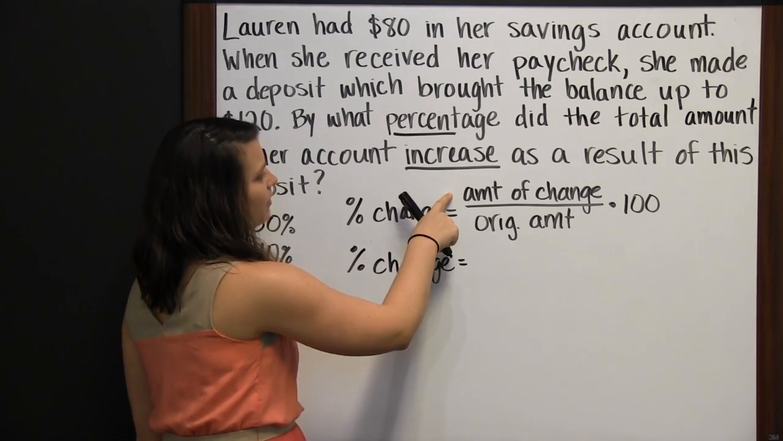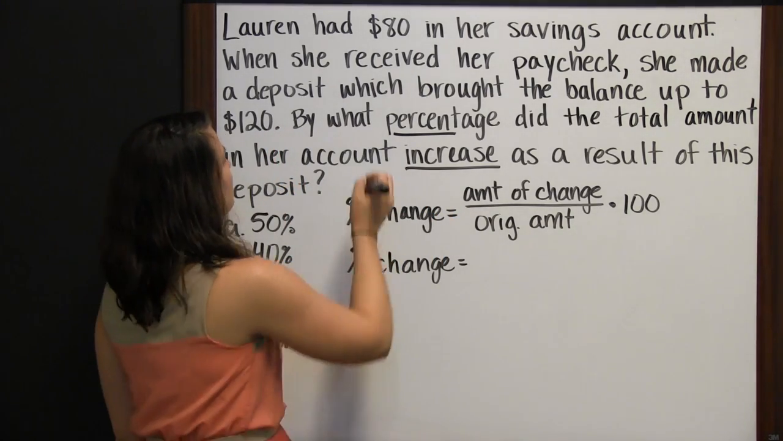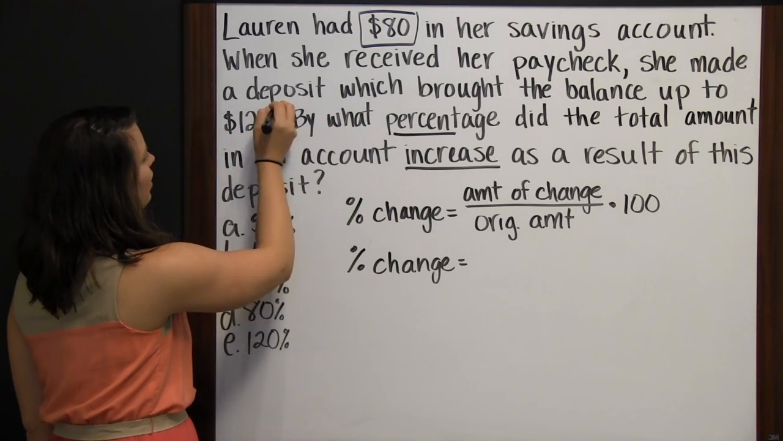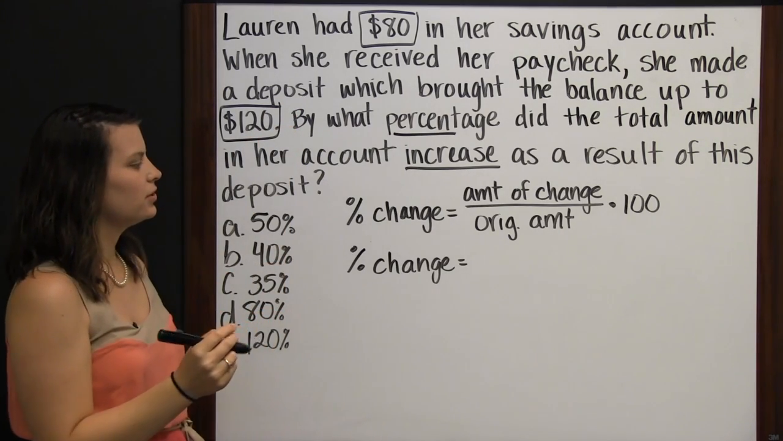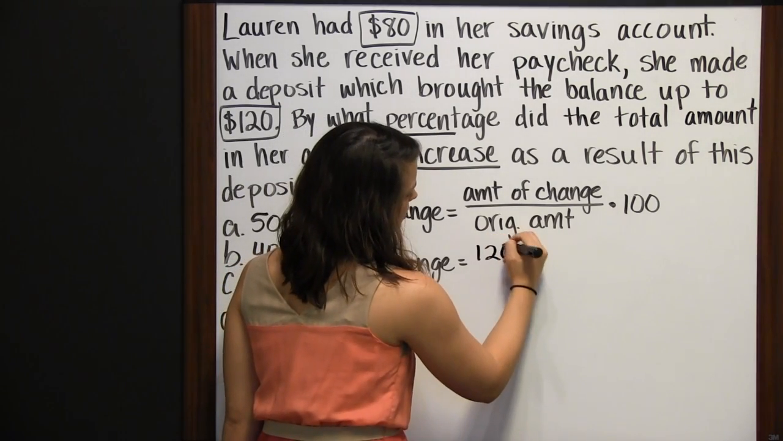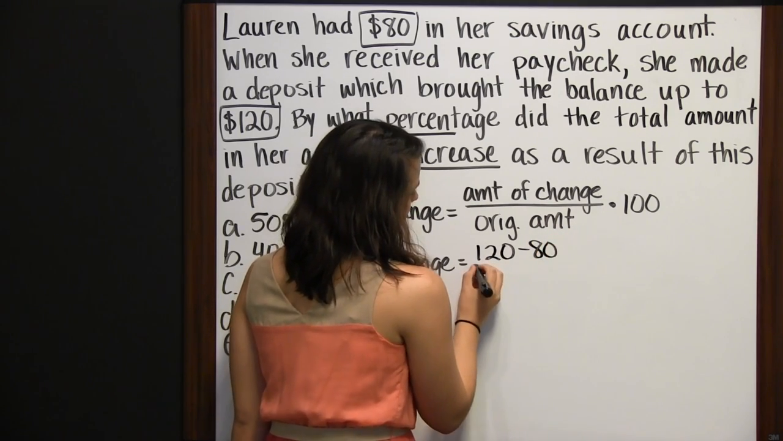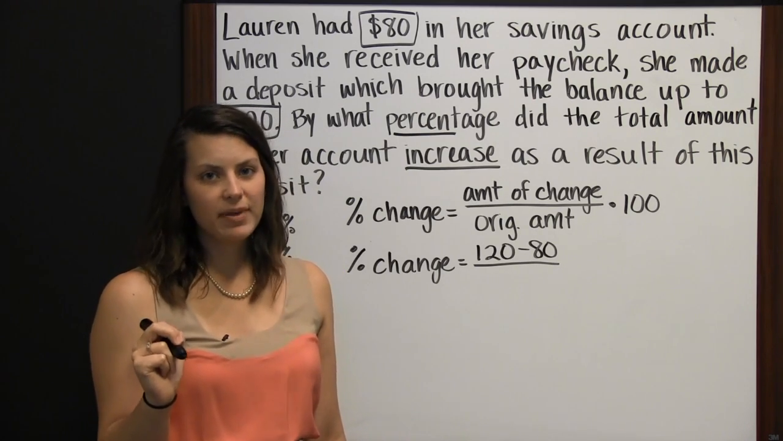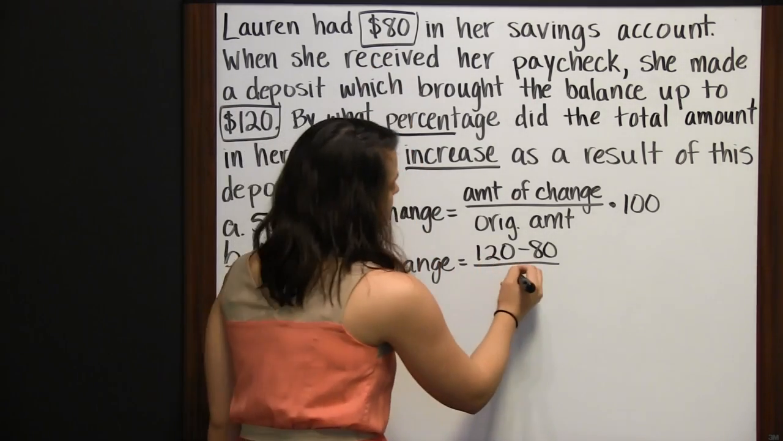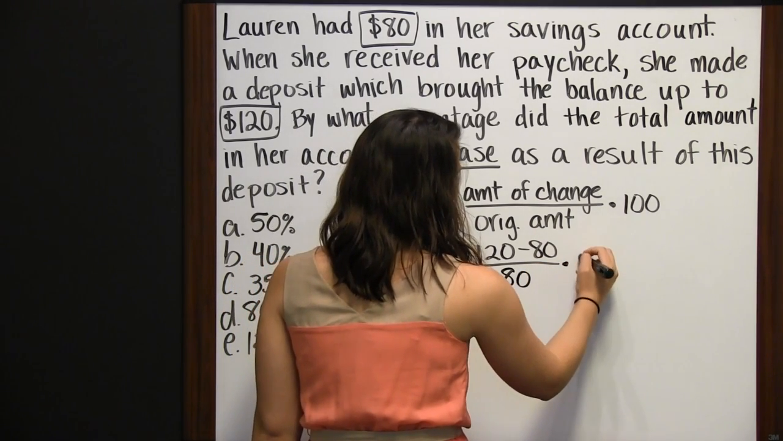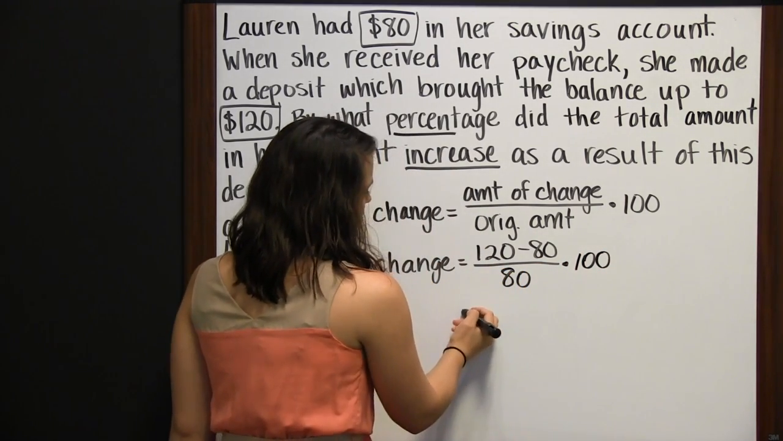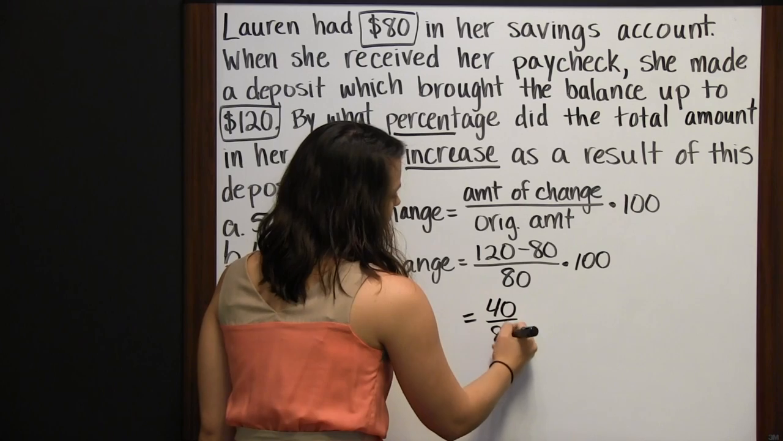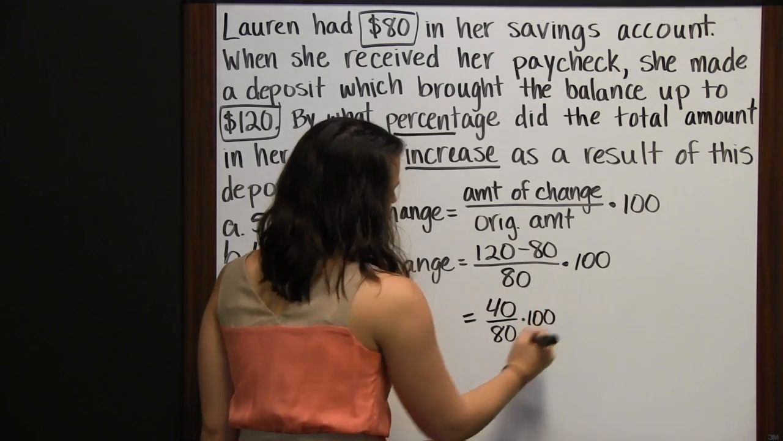The amount of change is found by subtracting the two amounts. So she started at $80 and her balance went up to $120. So the change is $120 minus 80, divided by the original amount, so what she had in her account before she made her deposit, the $80. And then we multiply that by 100. So the percent change is 120 minus 80, 40, divided by 80 times 100.